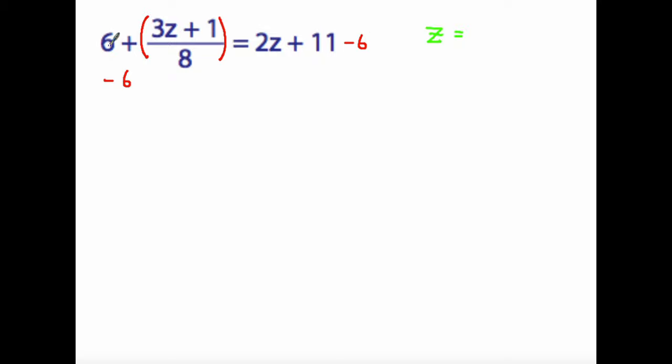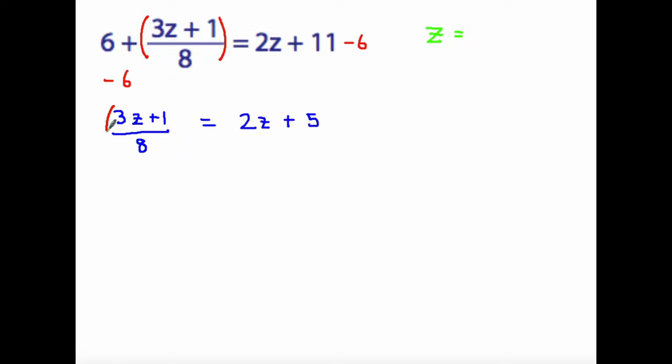So in this case, 6 minus 6 is 0, plus this fraction. So I'm only left with the fraction, which is 3z plus 1 divided by 8. And on the right hand side, I've got 2z plus 11 minus 6 is 5, plus 5. Okay, very nice. So now we are in the situation where we have a fraction. We would like this 8 to not be there. We would prefer the 8 to be a 1, because anything divided by 1 is just itself.